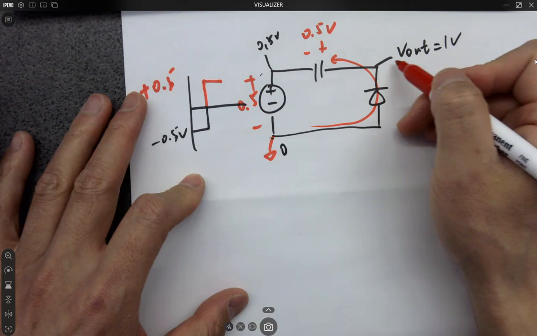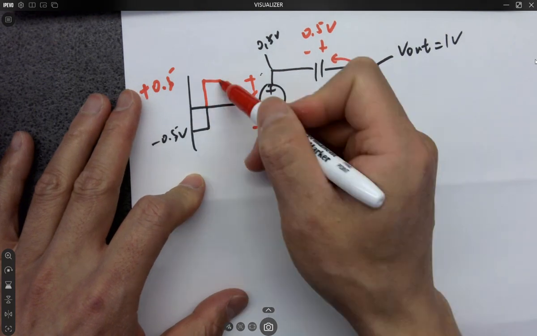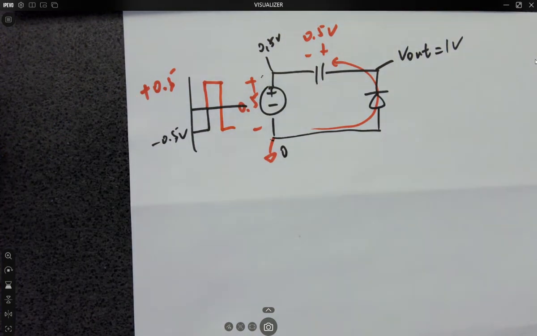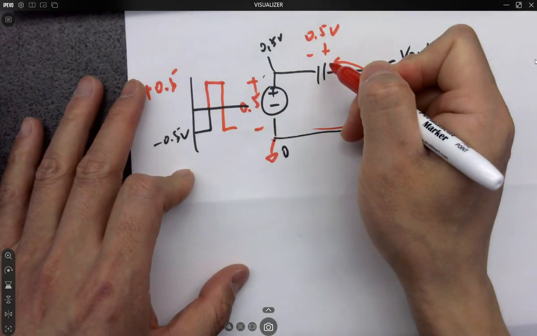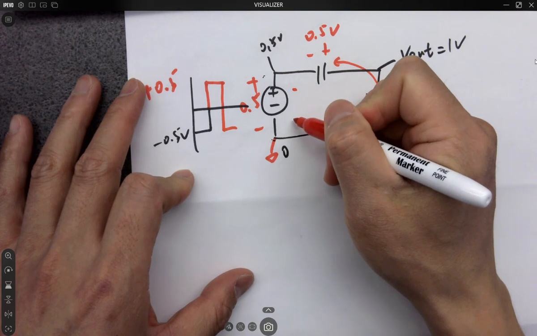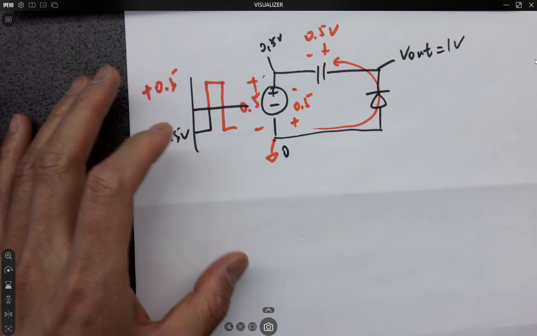Okay, so after that 1 volt, this one becomes, because this is the input, right? It's going to oscillate from 0.5 volts to negative 0.5 volts. Because this charge is not going anywhere, still holding at 0.5 volts, but this one becomes plus minus, from bottom to top, 0.5 volts or negative 0.5 volts.